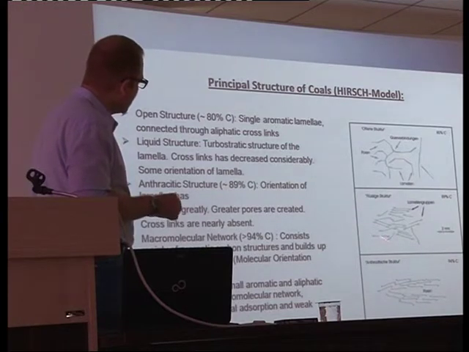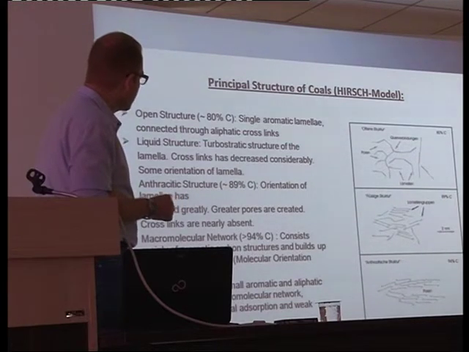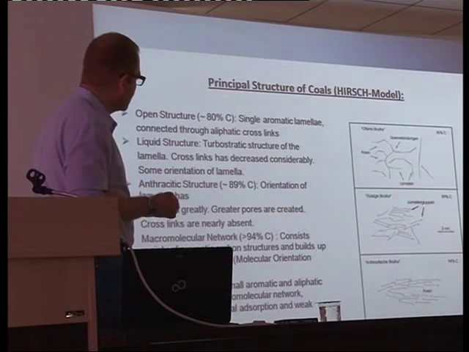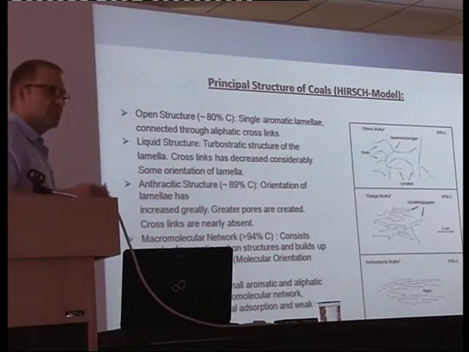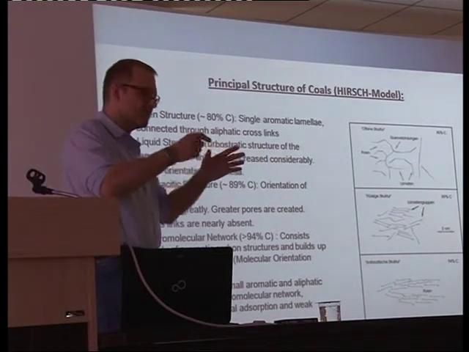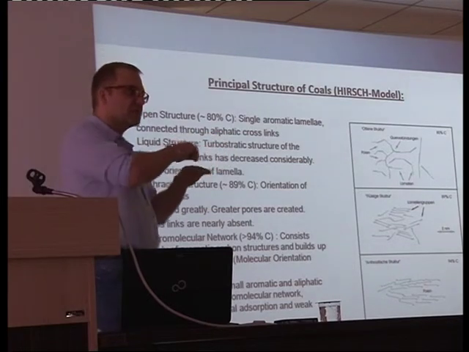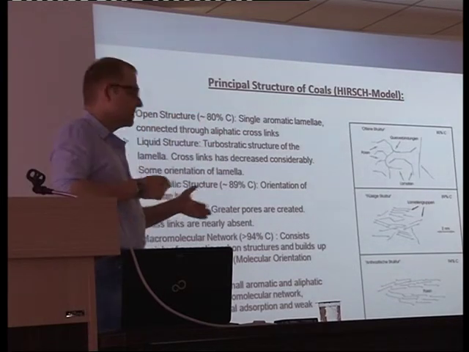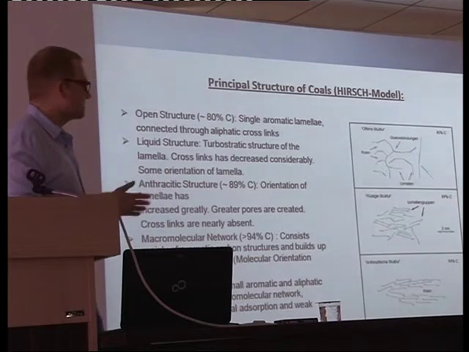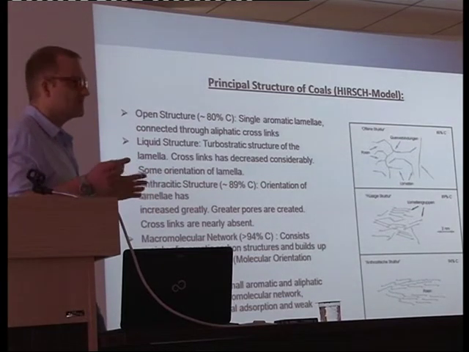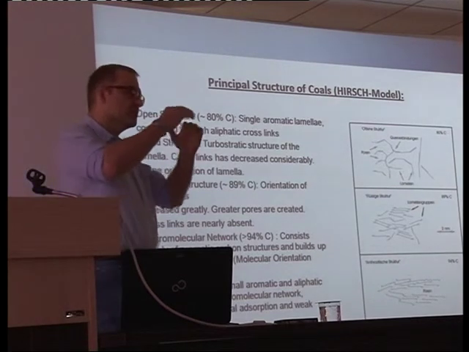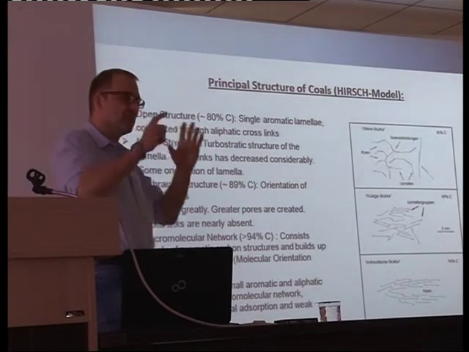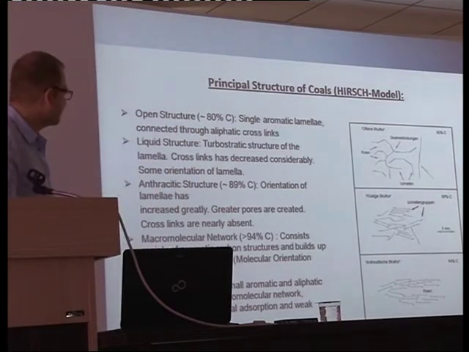At a higher, mid-range rank, you have some kind of ordering, which is called the liquid structure. You have these aromatic lamella, which begin to pile up. In the end, you think that you have benzene rings, which form some kind of lamella. It depends on the author, so sometimes it's 6 to 8, sometimes it's 10 to 20, whatever. And they pile up to so-called crystallites. Then you have small blocks of crystallites.